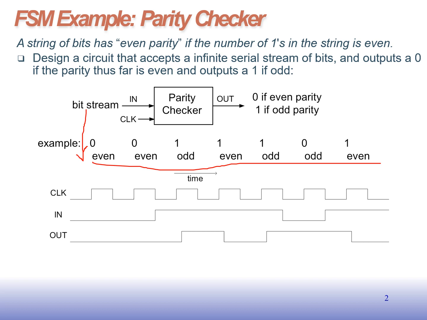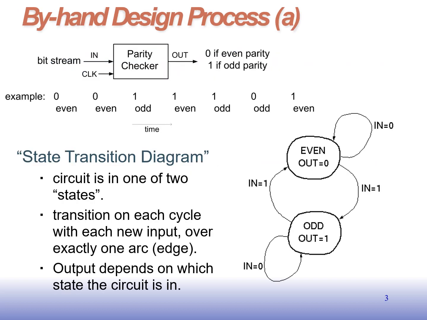This is the problem statement. Now we are going to design a circuit for this parity checker. First, we are going to do the state diagram. The state transition diagram consists of only two states, even and odd. So this is based on the Moore machine. The state diagram is obtained with a transition on each cycle, with each new input, over exactly one arc. So this arc is for each and every cycle, and the output depends upon the state.